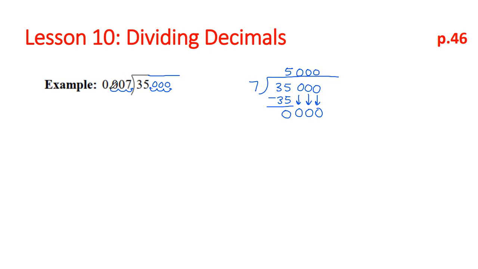because remember, you have to have all your digits lined up. So 35,000 divided by 7 is equal to 5,000. And what that actually means is that 35 divided by 0.007 is also equal to 5,000.